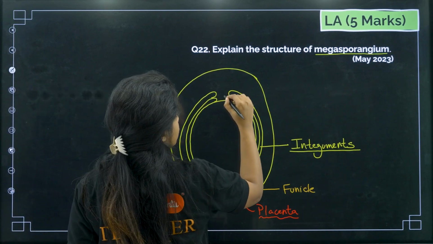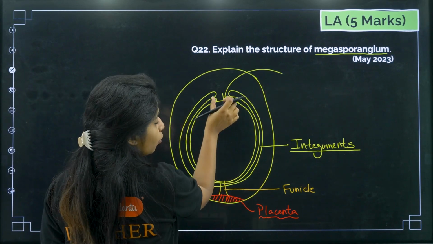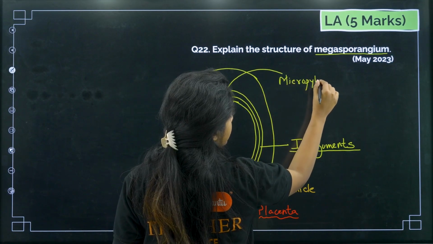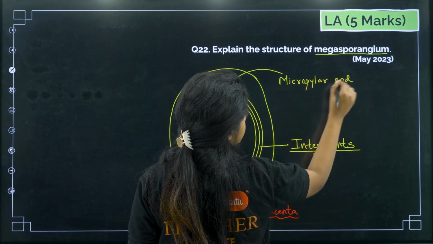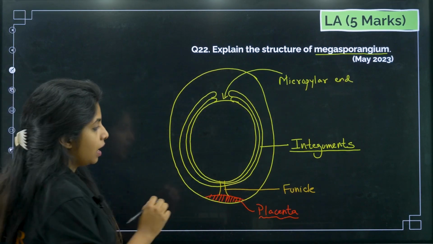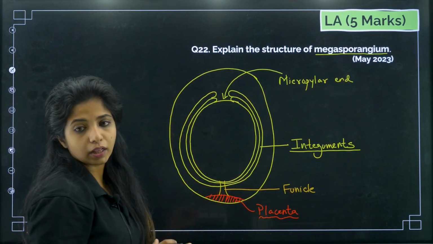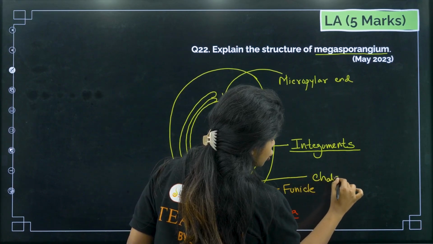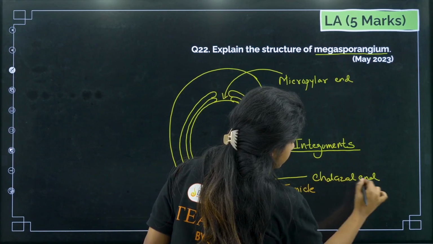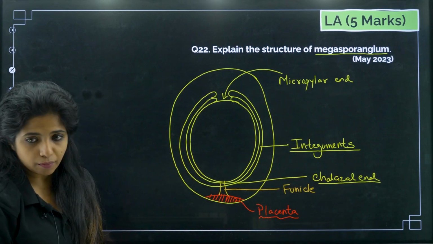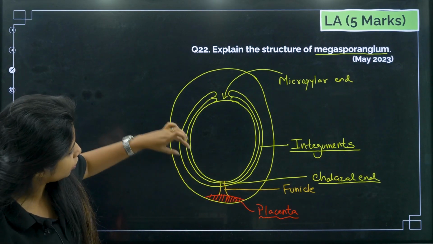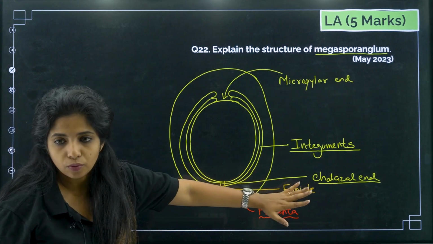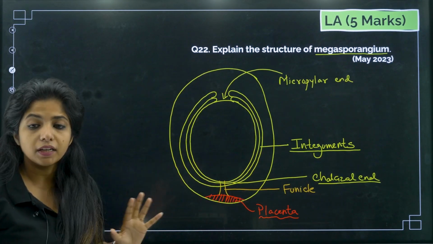Now, this region which you see, there is an opening, right? There is an opening over here. This is known as micropylar end, or this is known as micropyle region. Opposite to wherever you find micropyle, you will be having the chalazal end or the chalaza. Please remember, this placenta and funicle can be here also. That does not mean that wherever funicle will be there, you will find chalazal. No. Opposite to micropylar end, you will be finding chalazal end.